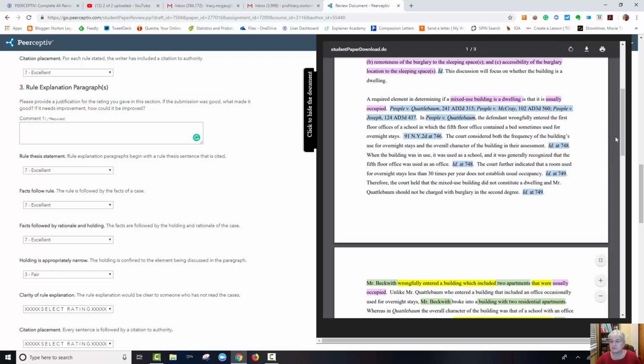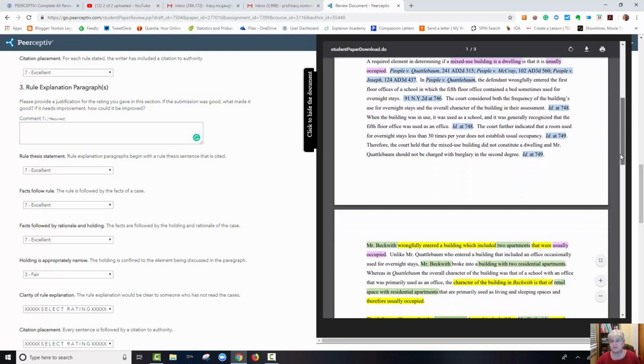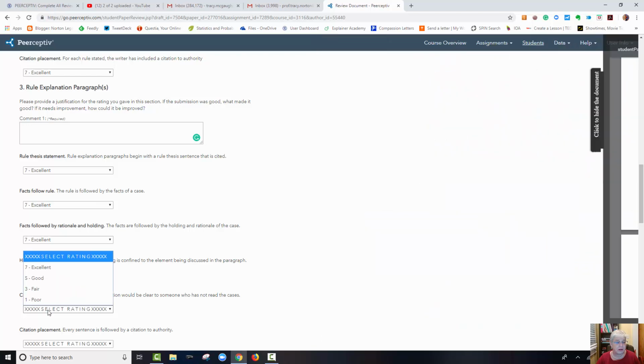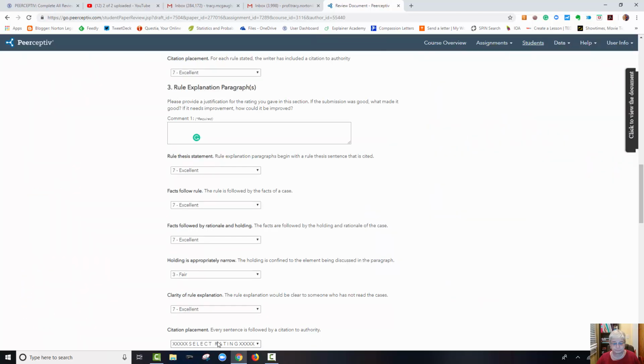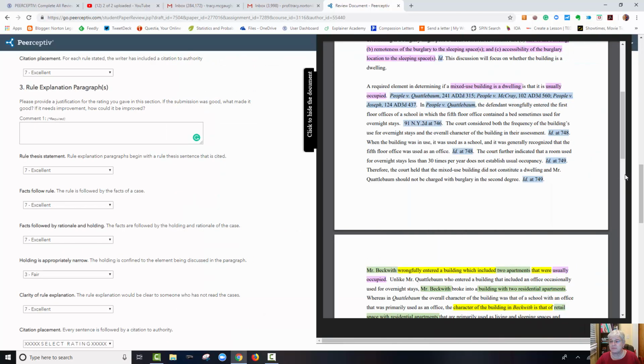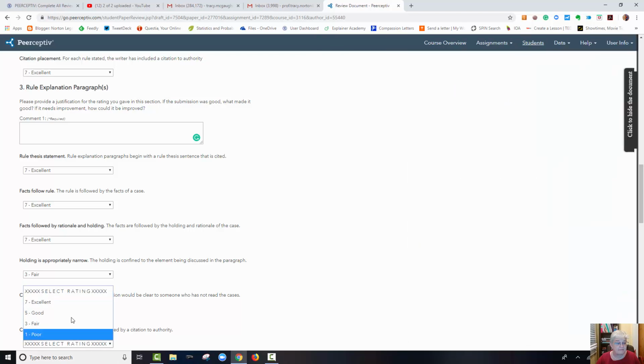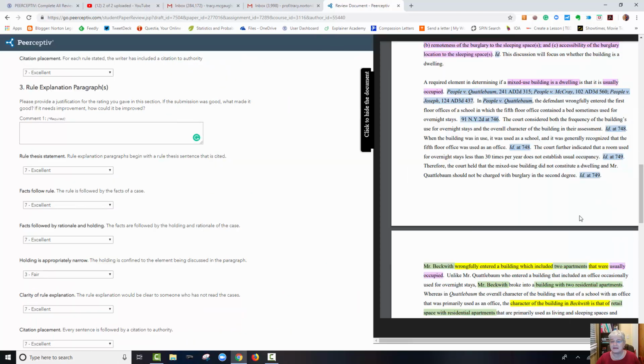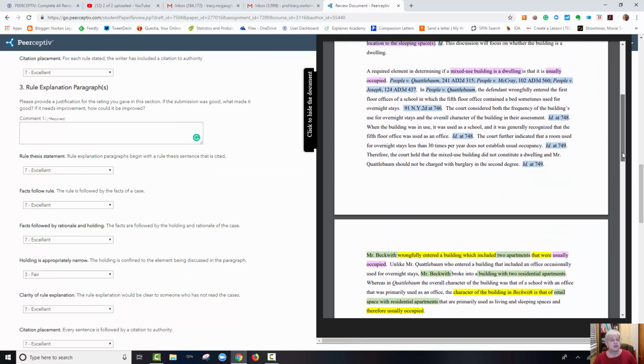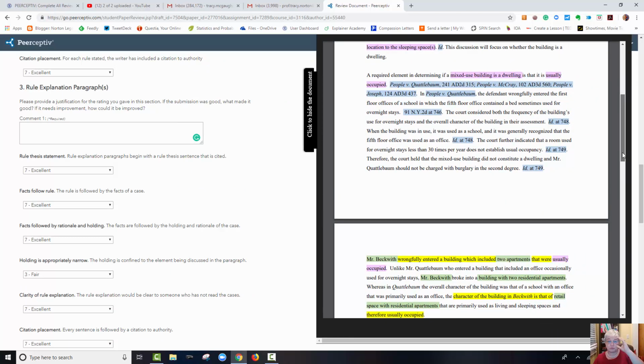The clarity of the rule explanation overall, I thought it was very clear. I thought it flowed well. I thought it was thorough. Citation placement, is there a citation after every single sentence? So after the first sentence, yes. After the second one, yes. Third, yes. Fourth, yes. Fifth, yes. Sixth, yes. Very good. So there is a citation after every single sentence. That is excellent. Okay. So those are my basic ratings for the rule explanation.